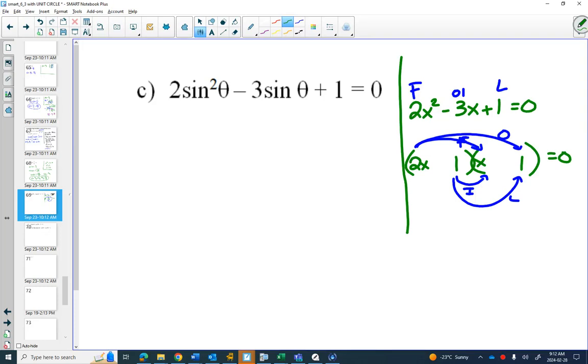Now, we need our outside and our inside. Right now, our outside is a 2x, and our inside is a 1x. We need that to make a negative 3x. The only way that would be possible is if both of them are negatives. Double check: if I put both of them as negative, is my last one still positive 1? Yes.